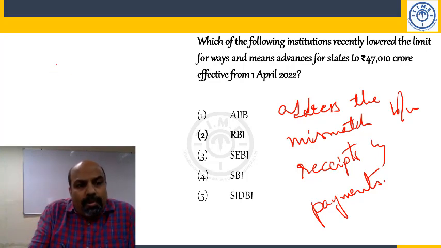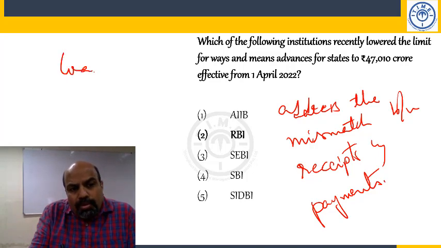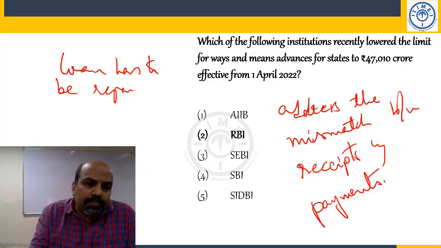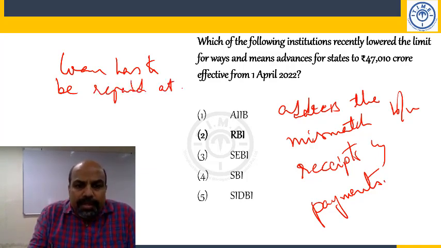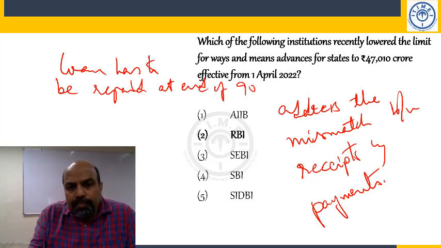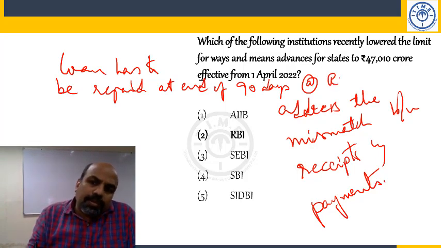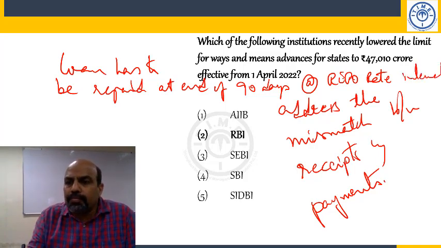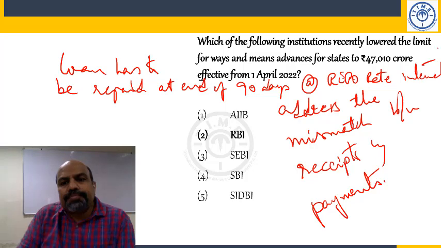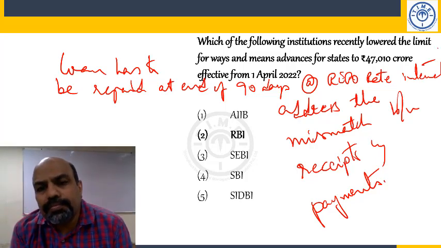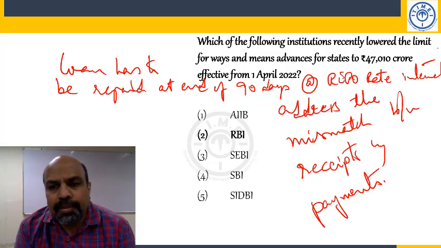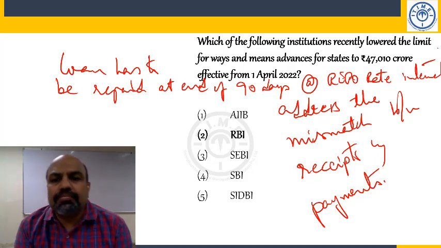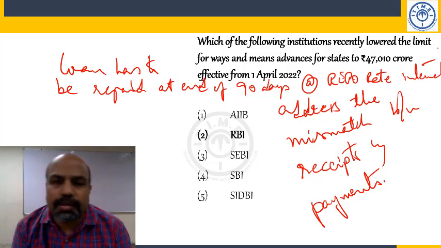Repayment: the borrowing has to be repaid at the end of 90 days at repo rate interest. So if the repo rate is 2%, they have to pay 2%. If it's 4%, they have to pay 4%.